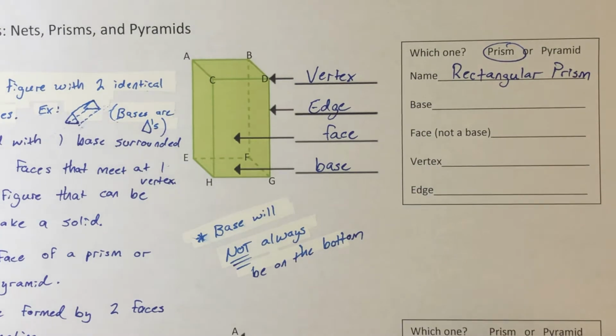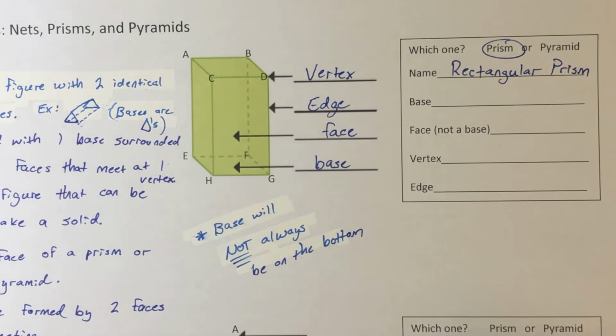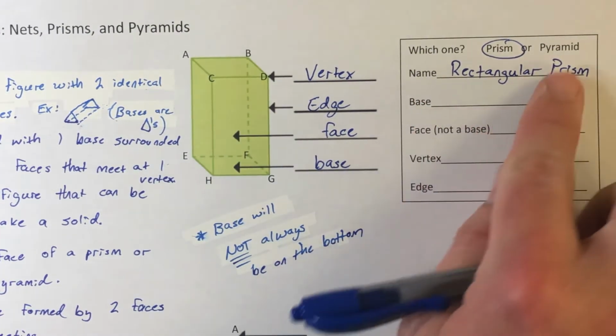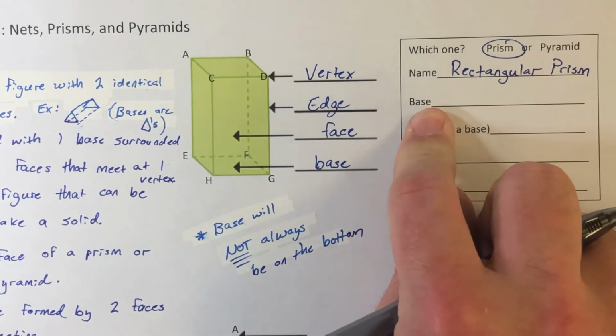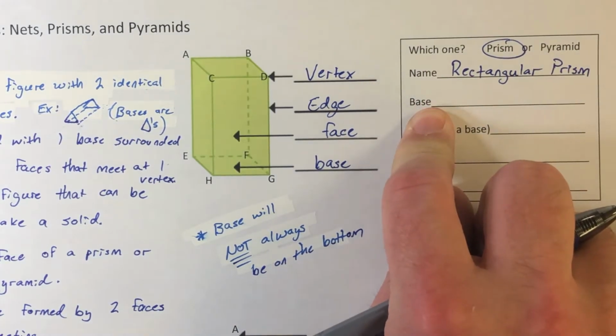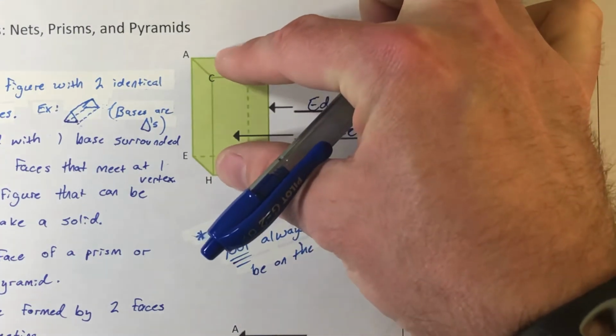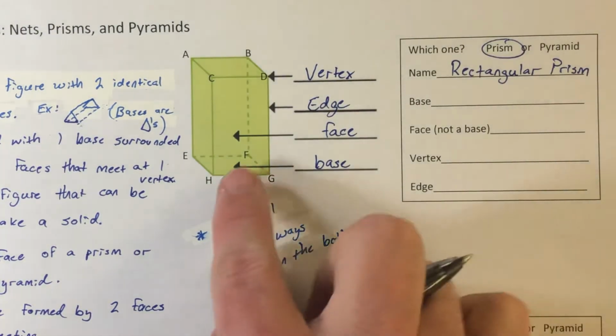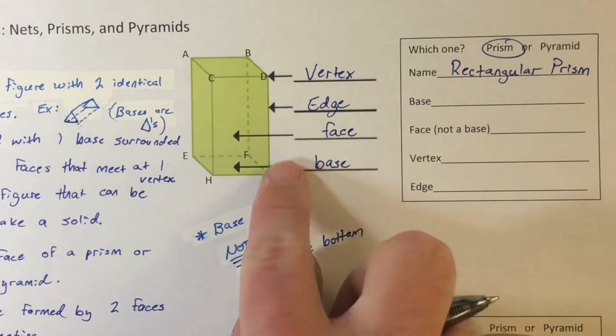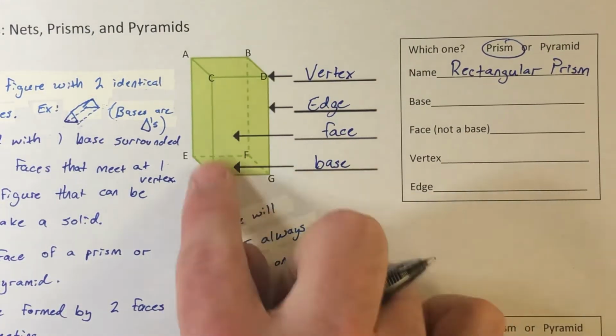Rectangular prism. Don't call it a rectangle. It's not a rectangle. Rectangles are flat. It's a prism. All right, next, base. Again, for rectangular prisms and cubes, we are going to always refer to the top and bottom as bases. So I can pick one. Since this picture is pointing to the bottom, we're going to name the bottom.